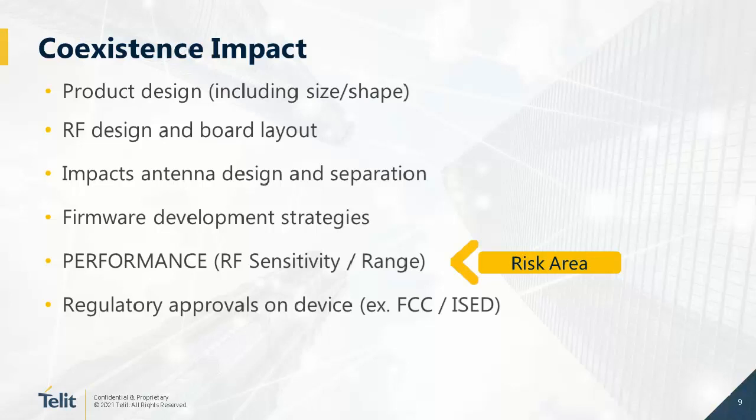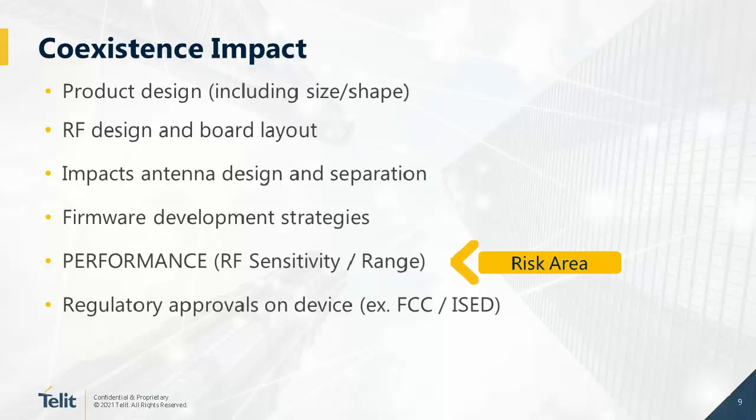It could be anything from the product design. And when I say the product design, I'm talking about the mechanical idea of the product, the shape and size of it, RF design and board layout. You really have to understand what you're designing for. If you're designing for one wireless technology to work at one time or both, because if they're both going to work, you have to worry about filtering and how you reduce noise and interference.